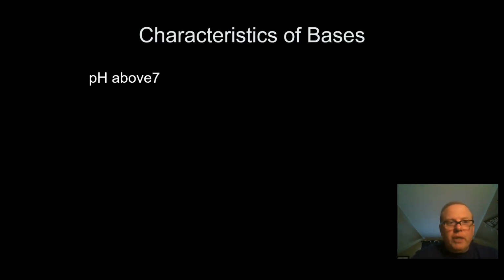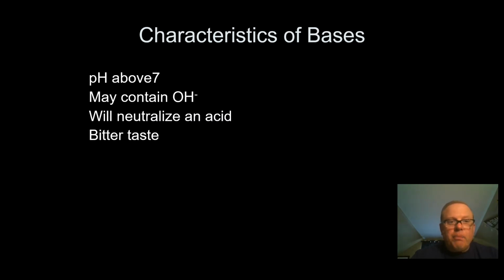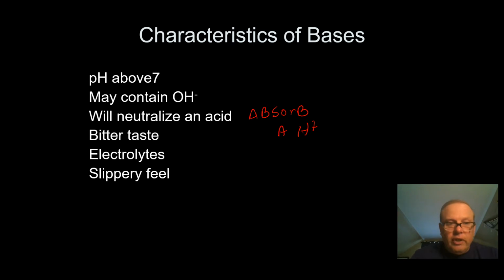Characteristics of bases. Bases will have a pH above 7. They may contain hydroxides. All the strong ones do. They will neutralize an acid, and they have a bitter taste. When I say they'll neutralize an acid, they can absorb a hydrogen ion. If you've ever had your mouth washed out with soap, that's a bitter taste. That's a base. They are also electrolytes. They tend to have a slippery feel, and I do not like getting strong bases on my hands, and it feels like your fingers are dissolving. And they tend to be caustic, in that they will also burn, much like an acid. They tend not to burn as quickly as acids do.